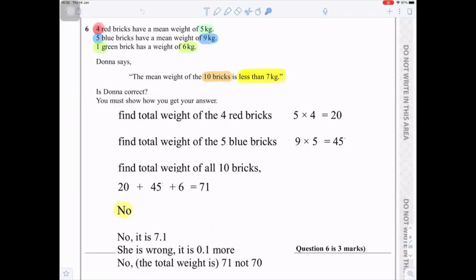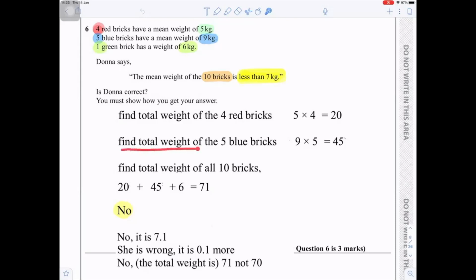Question number 6. 4 red bricks have a mean weight of 5 kilograms. 5 blue bricks have a mean weight of 9 kilograms. 1 green brick has a weight of 6 kilograms. Donor says the mean weight of the 10 bricks is less than 7 kilograms. Is Donor correct? You must show how you get your answer. So the first thing I would do is find the total weight of the 4 red bricks. There are 4 red bricks and the mean weight is 5. So 5 times 4 is 20. So the total weight of the 4 red bricks is 20.